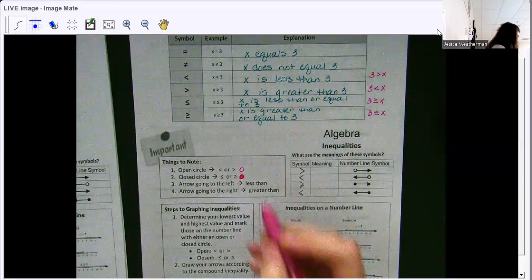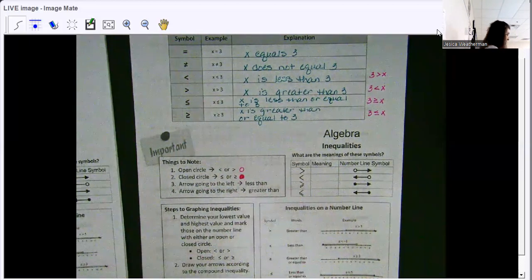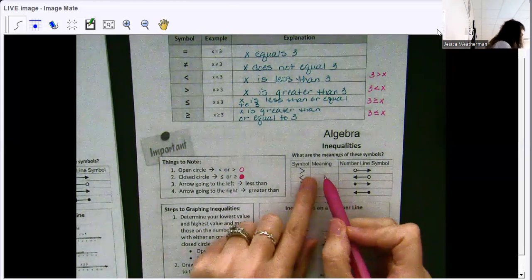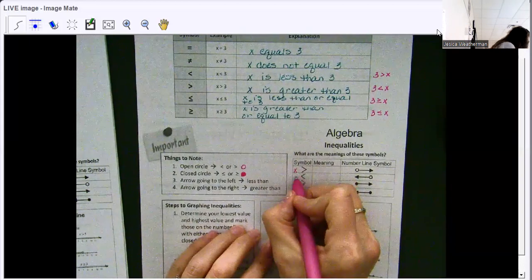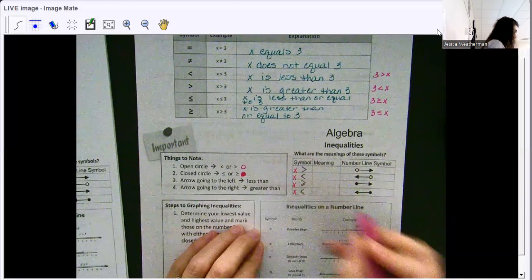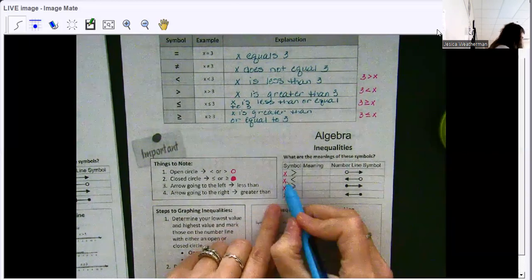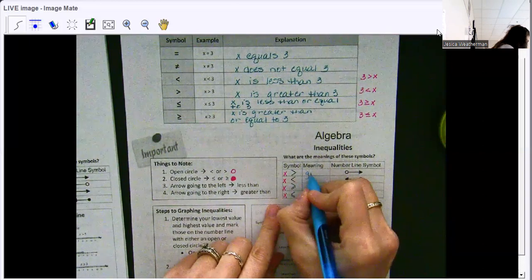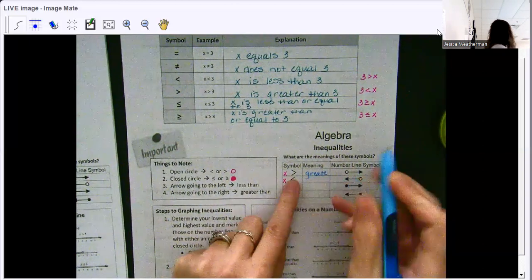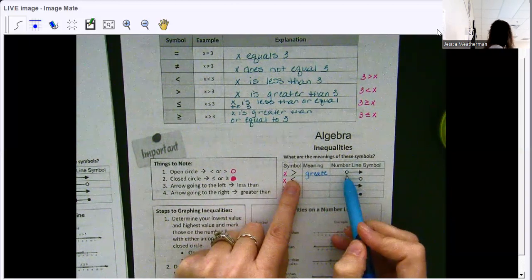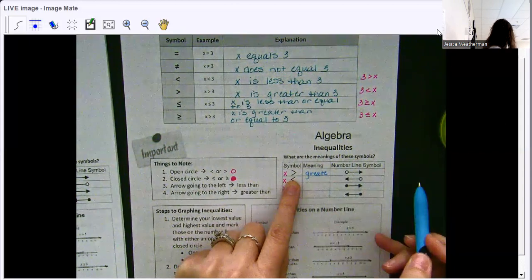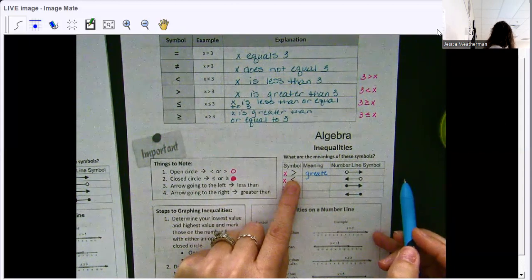If your answer is less than, then your arrow is going to go in the less than direction, which is to the left. If your variable is greater than, it will go in the greater than direction, or to the right. So this right here, if I were to put an x right in front of every inequality. What this is saying is that x is greater than. Because there is not an equal sign underneath it, you're going to have an open circle, and your arrow will go to the right because it's greater than.